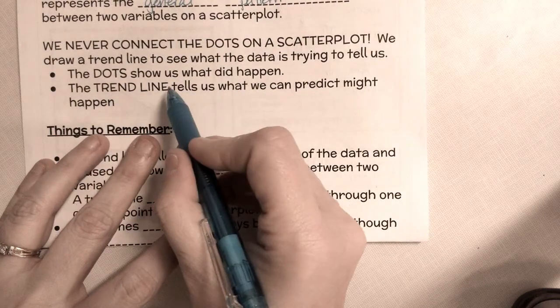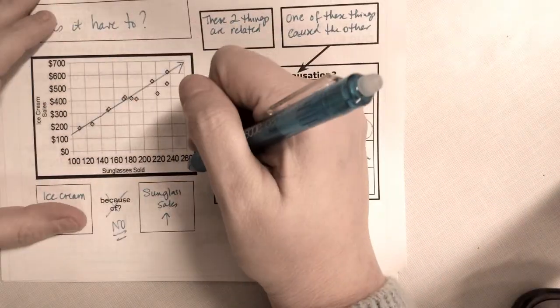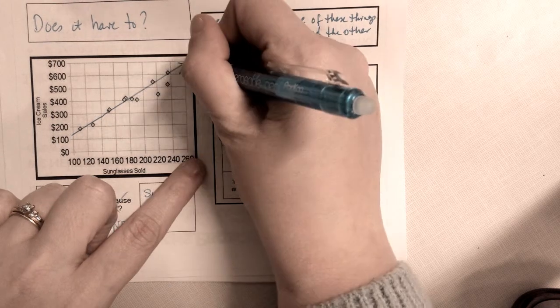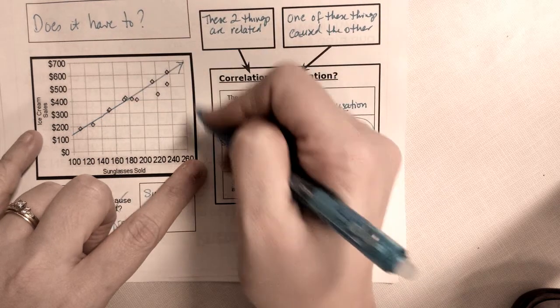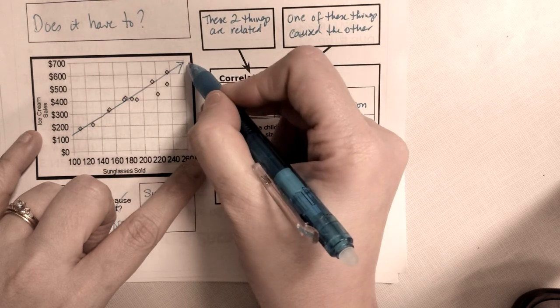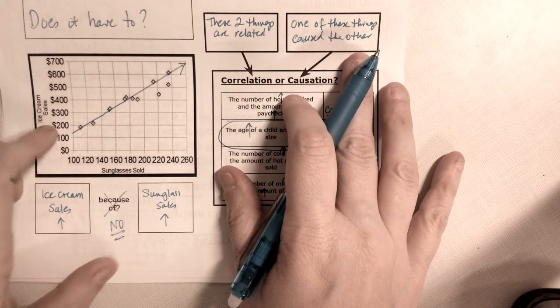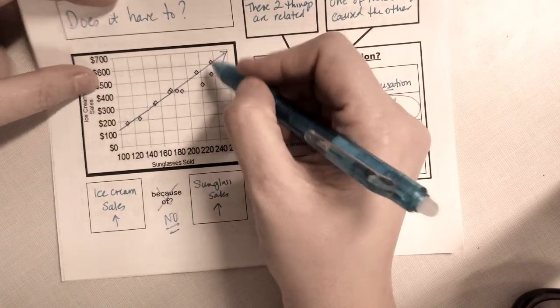The trend line tells us what we can predict might happen. So I take that trend line and I predict, okay, if I sell 260 pairs of sunglasses, I'm probably going to sell about $700 worth of ice cream. So I can predict that if I'm selling a lot of sunglasses, I'm selling a lot of ice cream too. And I can make a prediction of about how much money I'm going to sell in ice cream sales based on how many pairs of sunglasses I sell. But I don't use the dots to do that.